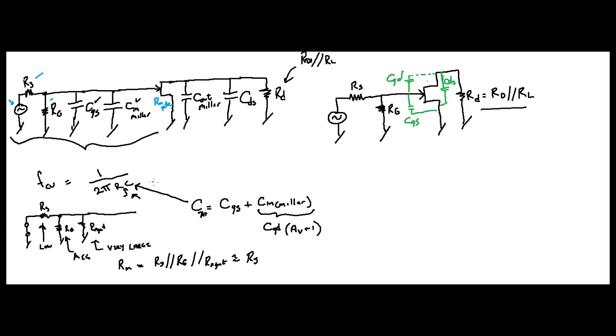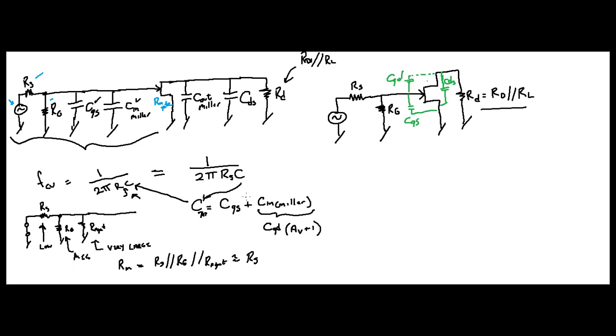So I'm going to rewrite this over here better for you. It's 1 divided by 2 pi RSC. And this C comes right from there.